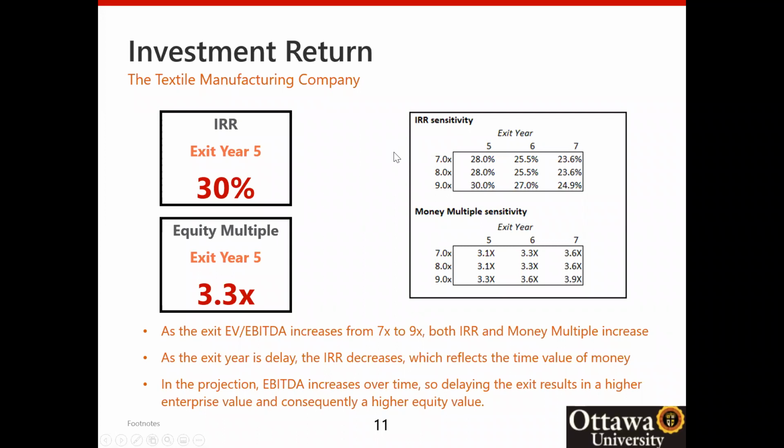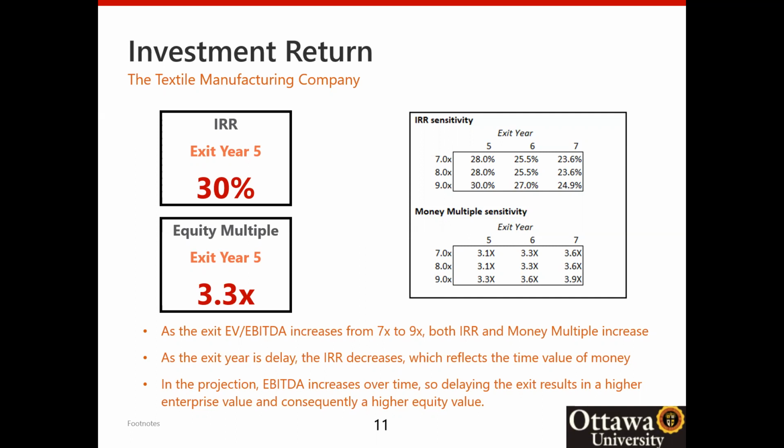Page 11 discusses the investment returns. As discussed in the assumptions, our calculation for the year 5 investment asset sale shows the IRR achieved 30% and the equity multiple reached 3.3 times, which is very impressive performance.